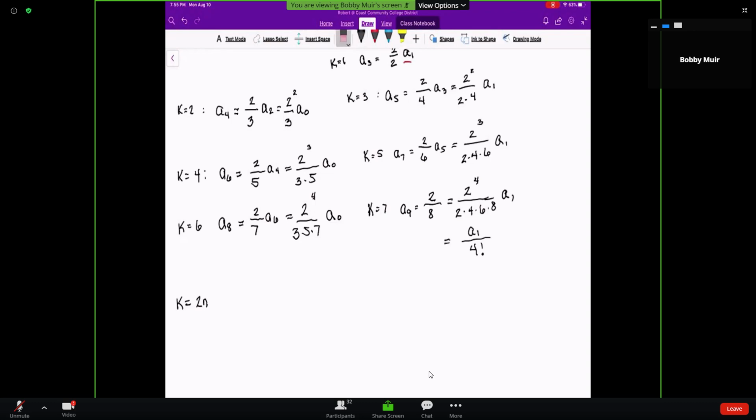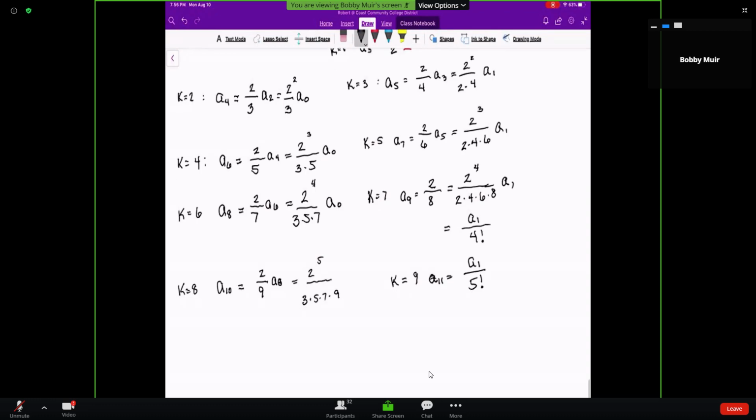Maybe we have to do another one. Let's go one more just to see this. When k is equal to 8, A sub 10 is going to be 2 over 9 A sub 8, which is going to be 2 to the fifth over 3, 5, 7, 9. When k is equal to 9, A sub 11 is going to be A1 over 5 factorial.